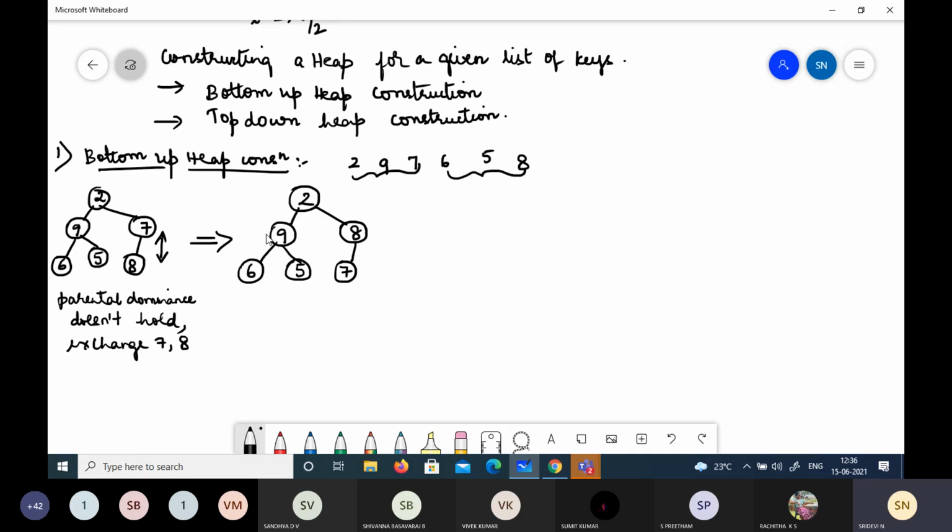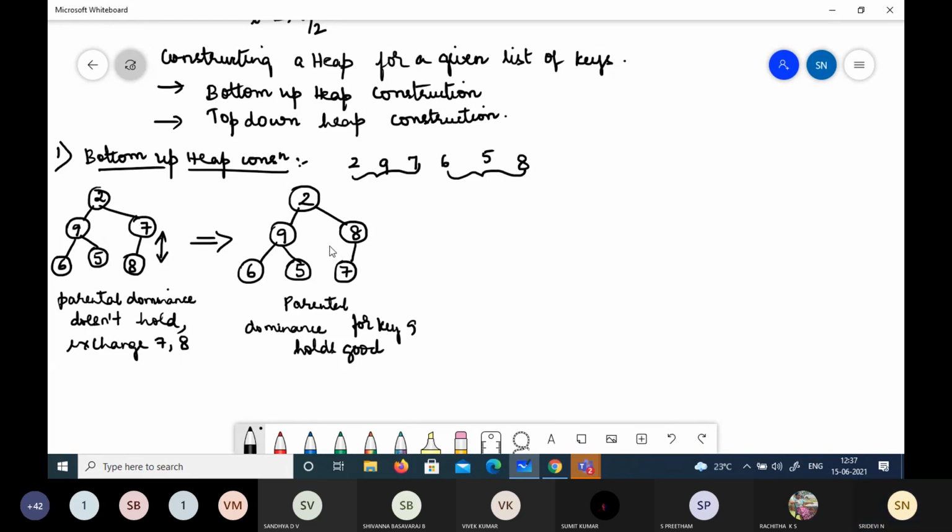Am I audible? Yes, ma'am. Parental dominance is there here? Yes. So we need not exchange anything. Okay. So parental dominance for the key 9 holds good. So we will just move on.